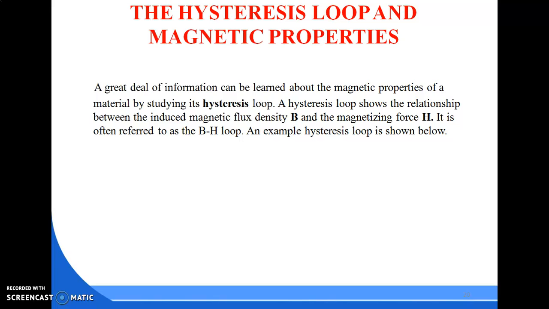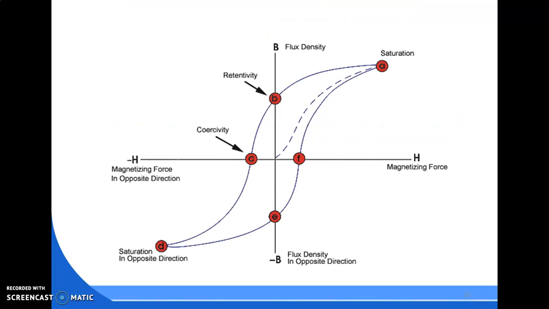So, the hysteresis loop and the magnetic properties. We can say this is called a BH hysteresis loop, or we already discussed the magnetization curve, that is B versus H. A great deal of information can be learned about the magnetic properties of a material by studying this hysteresis loop. A hysteresis loop shows the relationship between the induced magnetic flux density B and the magnetizing force H. It is often referred to as a BH loop, as shown in the figure. You can see the figure here.